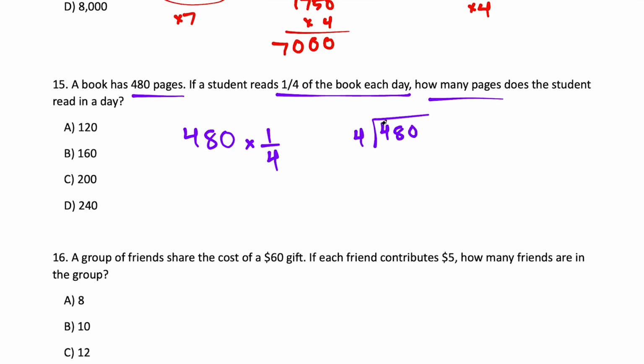And we have 4 goes into 4 one time. 1 times 4 is 4. So this subtracts here to make 0. We carry down the 8. 4 goes into 8 twice. And 2 times 4 is 8. So this goes in evenly with the remainder of 0.